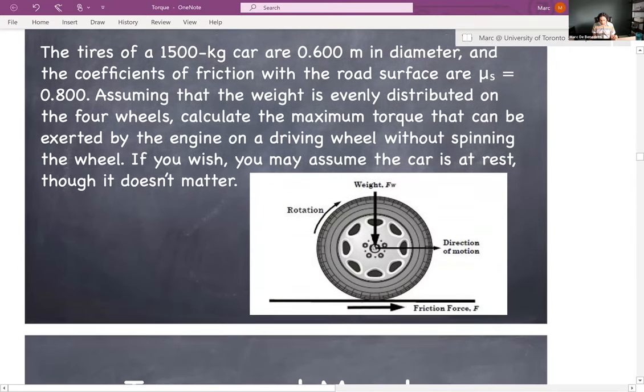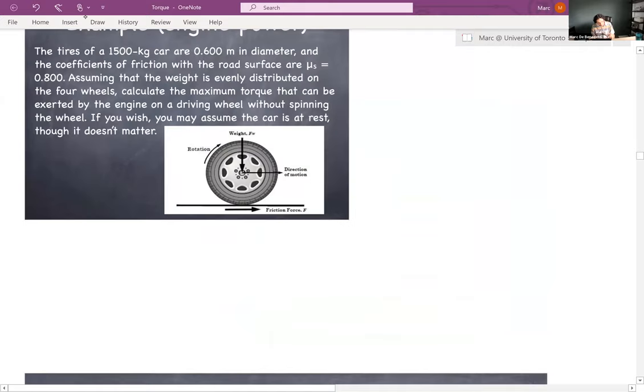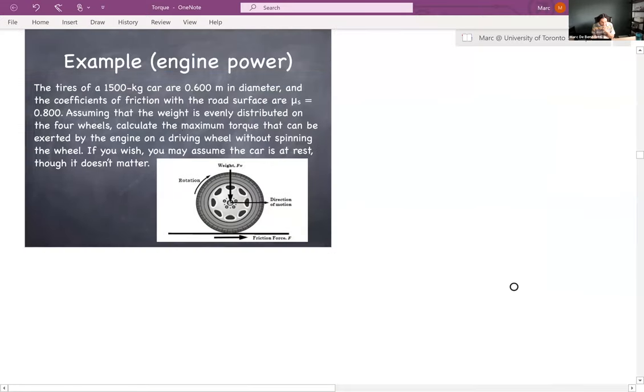Okay, here is an example. Let's quickly go through this math, just so you can see it working in action. The tires of a 1,500 kilogram car are known to be 60 centimeters in diameter, and the coefficient of friction between the road and the tire is 0.8. Assuming that the weight is evenly distributed on all four tires, which we know it's not because the engine is on the front, so there's more weight in the front, but let's pretend that's not true, calculate the maximum torque that can be exerted by the engine while driving before the tires skid or spin.